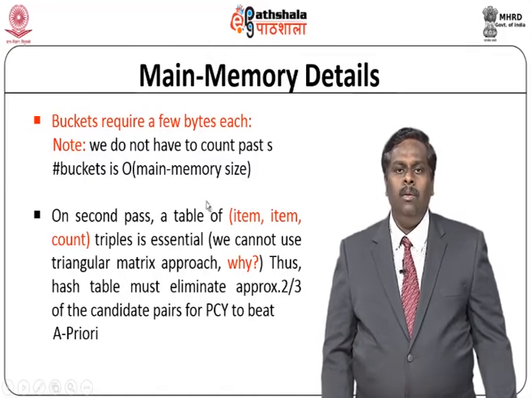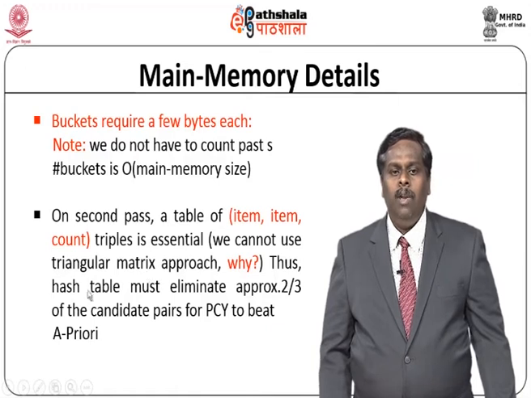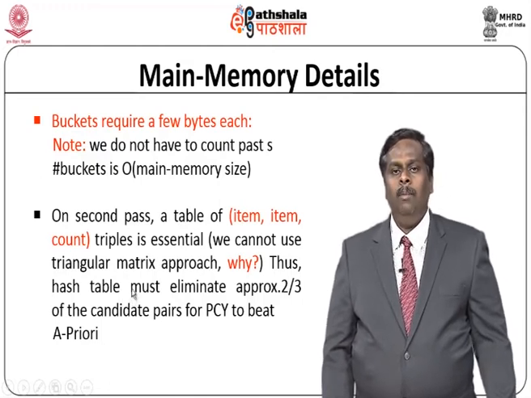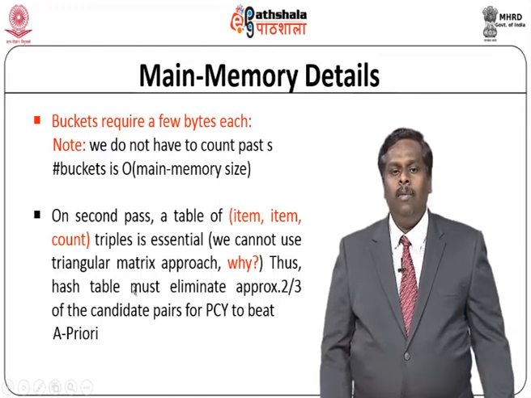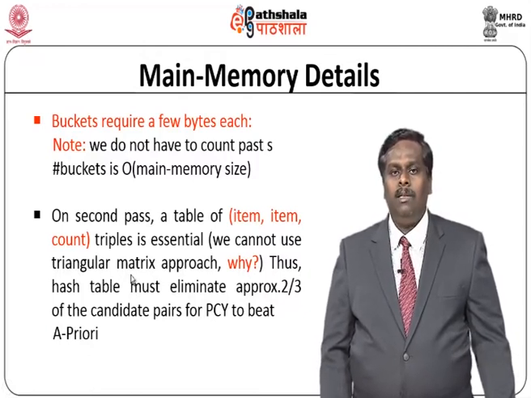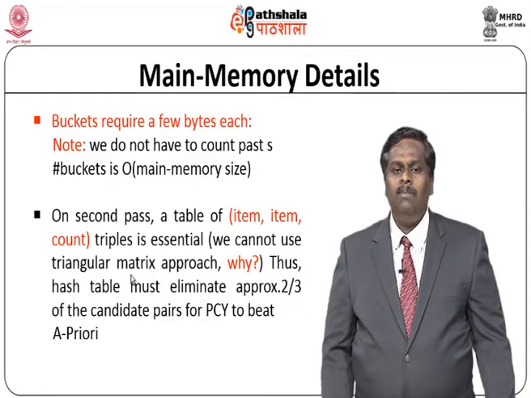Therefore, in this scenario we cannot make use of the triangular matrix approach, because when you make use of a hash table, as already mentioned, only 1/32nd of the memory is going to be used. So, we are approximately going to eliminate 2/3 of the candidate pairs, and therefore this modified approach will be very effective when compared with the naive a priori approach.